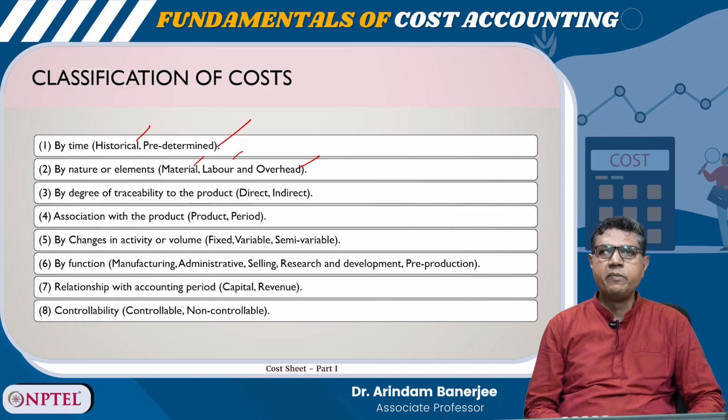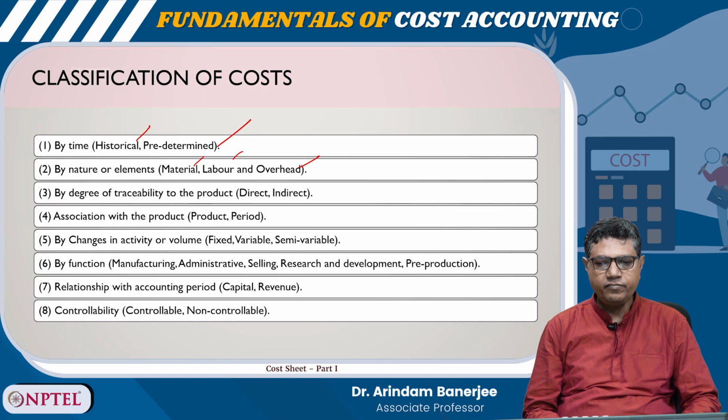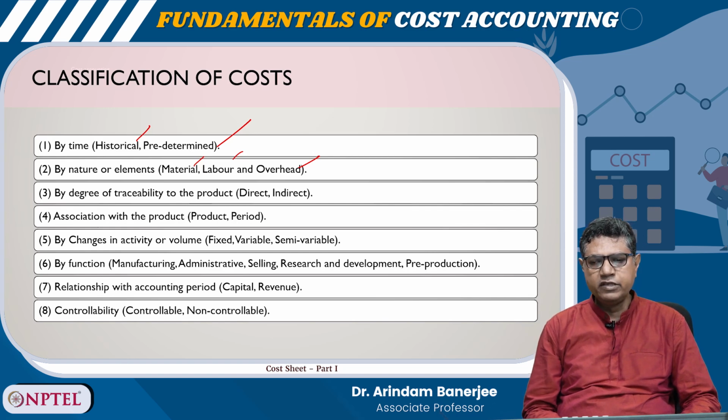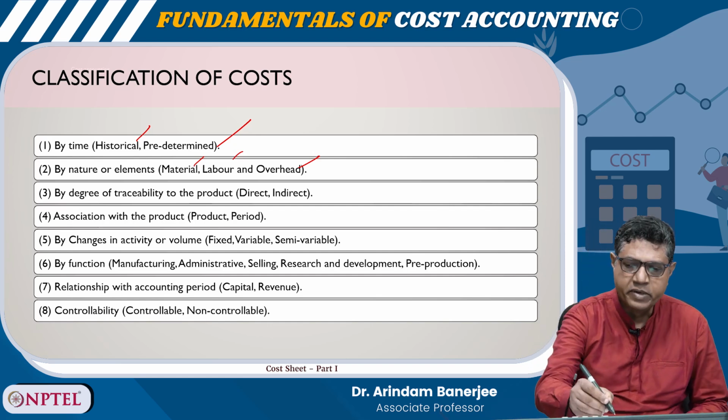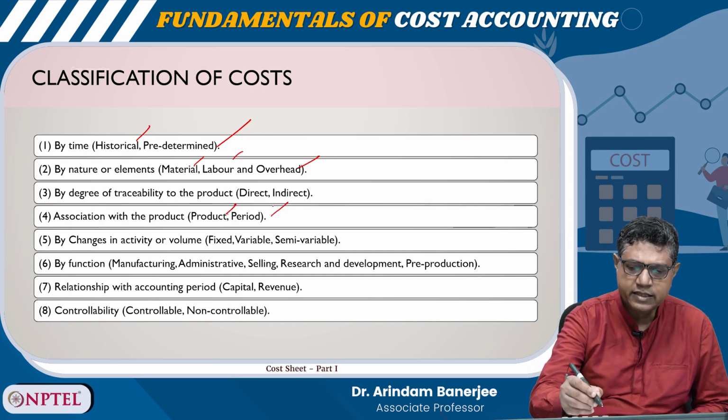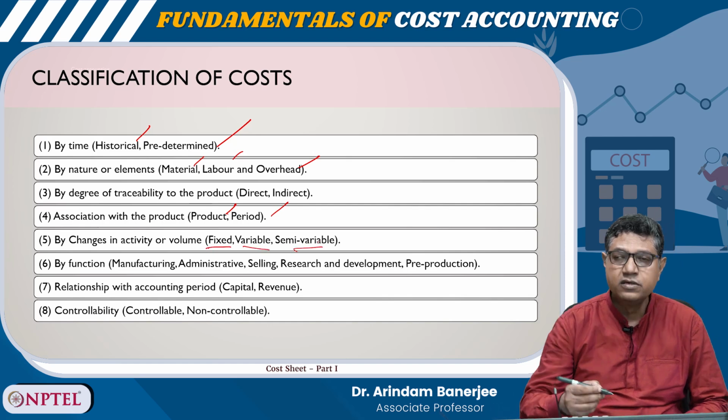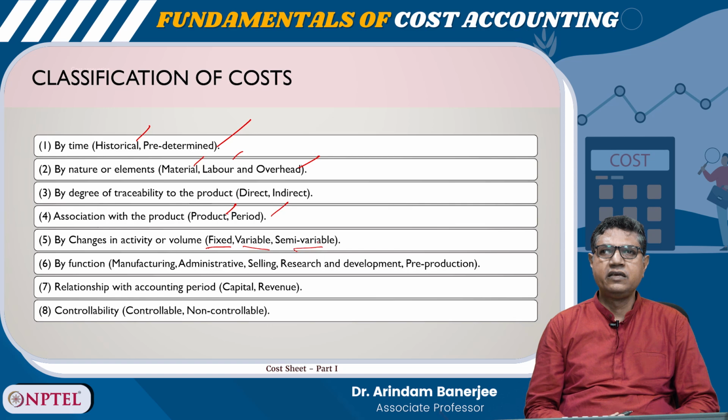For example, the material used for production of a car is a direct cost, but the salary paid to the accountant may be an indirect cost. Then association with the product, that is the product and period. Then by changes in the activity or volume, we will use this concept later on when we do marginal costing and cost volume profit analysis, etc.